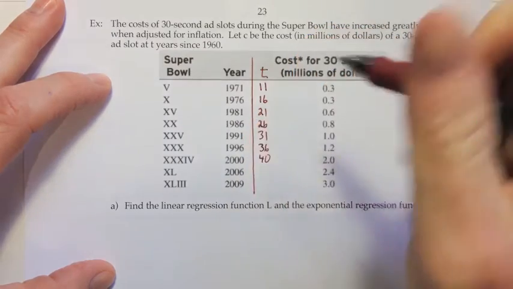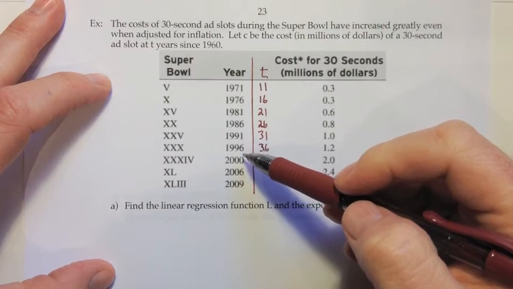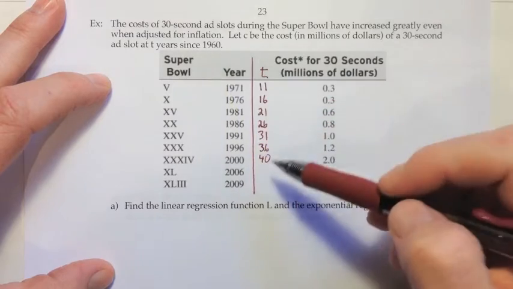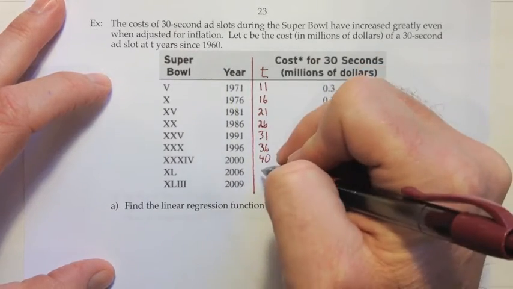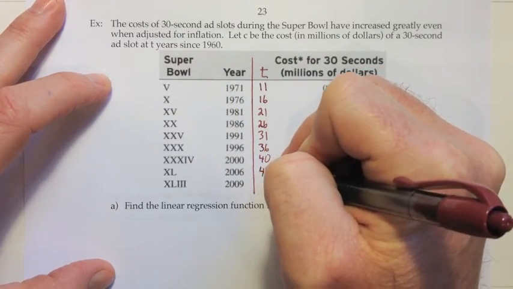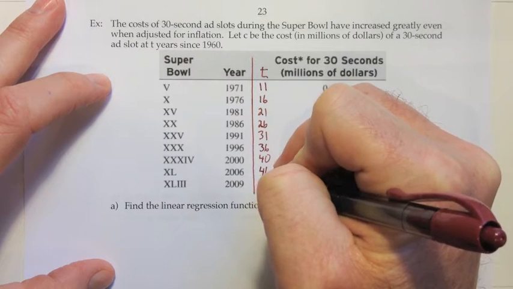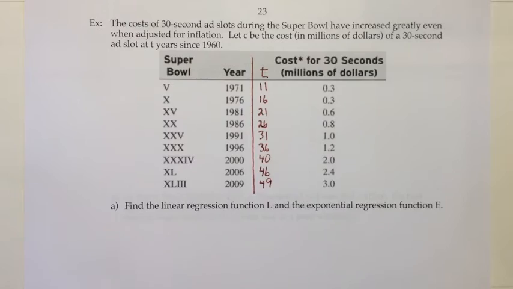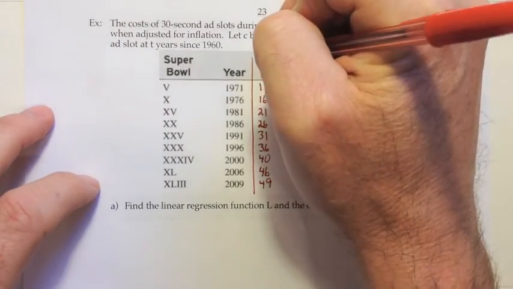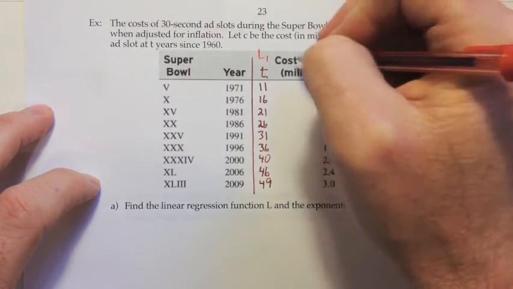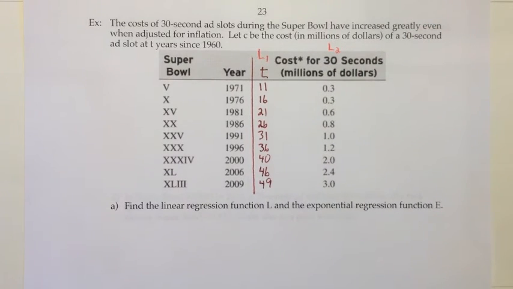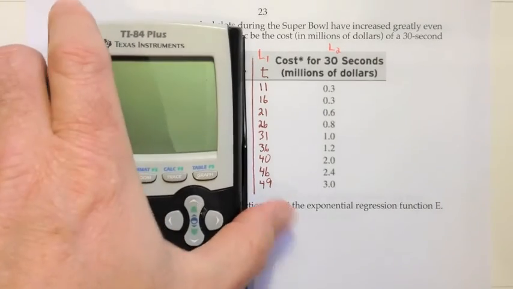When you switch to a new century, that can be a little confusing, but just do your subtraction over again. 2000 minus 1960 would be 40, so 2006 minus 1960 would be 46, and then this one would be 49. So now that I've figured out the values of t, I'm going to want to take those and put them into L1, and then these costs I'm going to want to put into L2, and that way I can make a scatter plot on the graphing calculator and have a look at the pattern.